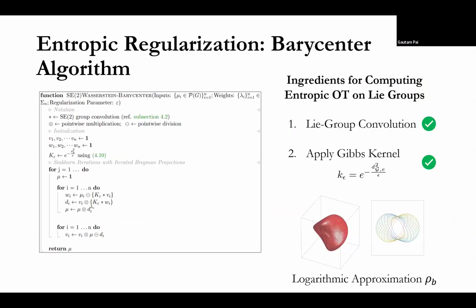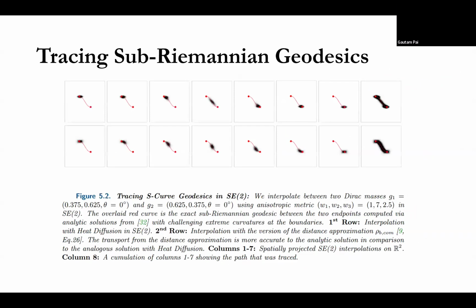Okay, so back to our setting here. We now have the ingredients for doing optimal transport. We have an approximation to our Gibbs kernel, and we know how to do a Lie group convolution. One of the first things that we did, as a sanity check, was to see if it agrees with what the theory says about, say, sub-Riemannian geodesics.